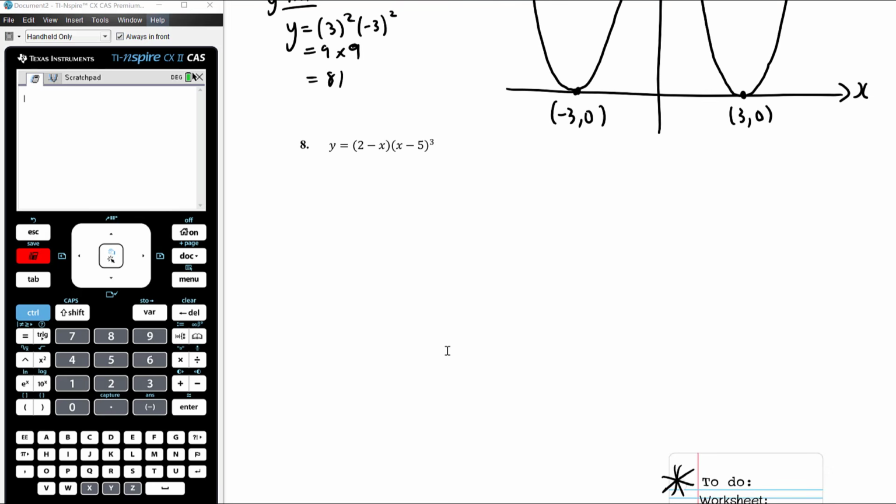So again, if we think about expanding, we're going to have negative x times x cubed. So we're going to get negative x to the power of 4 if we were to expand that out. So it's a negative quartic this time, so it's going to go this way. Start down and finish down.